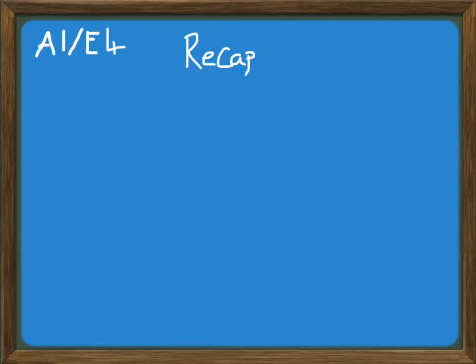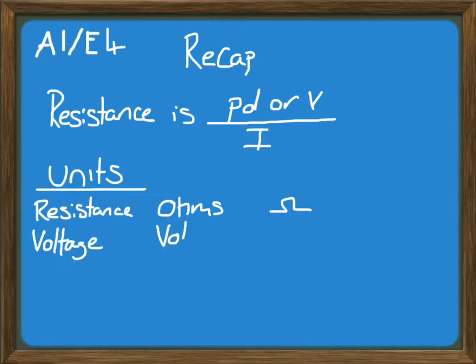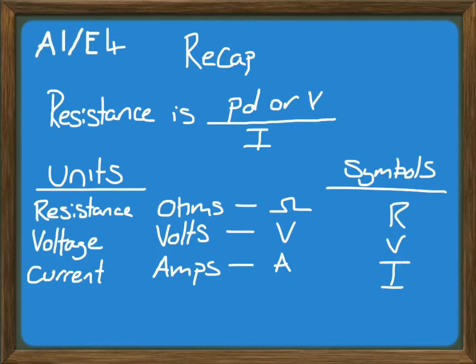So, to recap, resistance is the potential difference, or voltage, divided by current. The units of all of the different aspects we have seen today are ohms for resistance, volts for voltage, and amps for current. And the symbols are there for you to have a look through when you go through this video again.